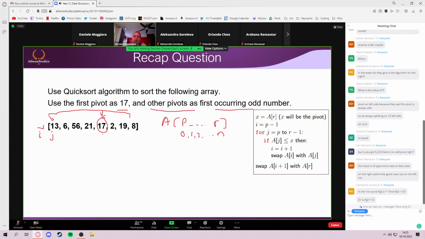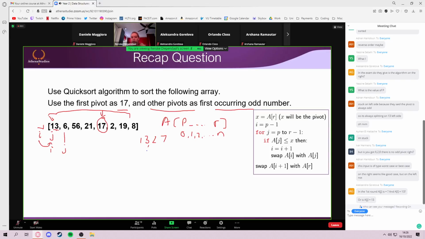Then what we do is we compare the 13 with 17. This holds. So what we do is we move i one further. So i and j both refer to the 13 now. And then we swap them because they are the same point in the array, same item basically. And swapping doesn't really make any difference. So we move the j forward. So we now have i at 13 and j is going to be 6.